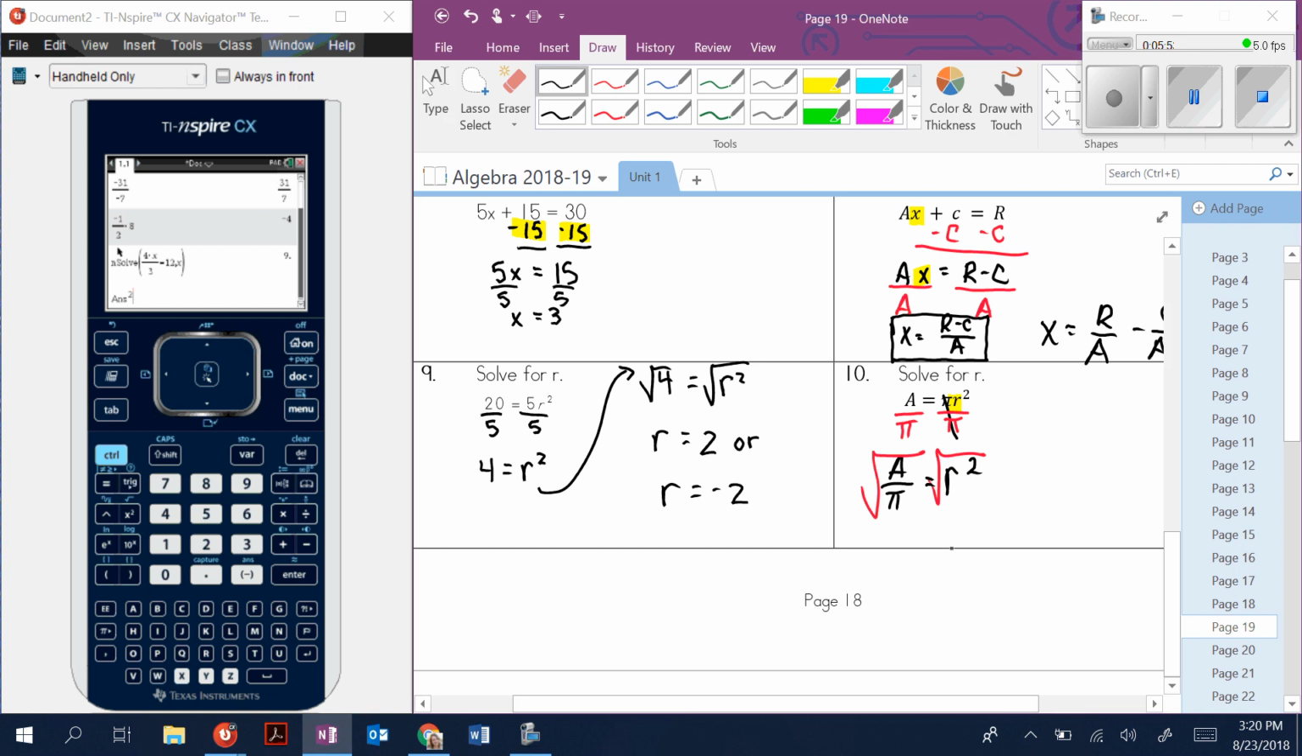So, final answer, drum roll, r, because that cancels out with that. Square root cancels out with squared. r is equal to a divided by pi and the whole square root of that. I'm being a little lazy and leaving r on the right-hand side. Actually doesn't really matter, just as long as r is alone, and it is.